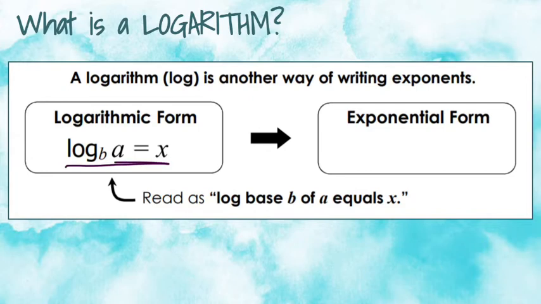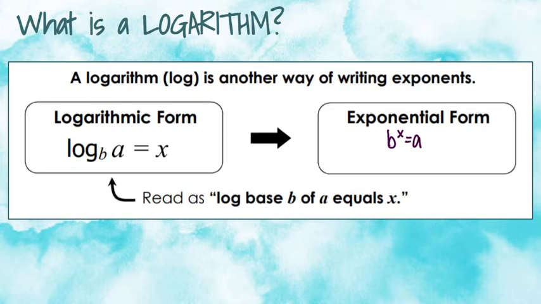Whenever we read this in logarithmic form, you read it like this: log base b of a equals x. And what that means in exponential form is that b to the x power equals a.